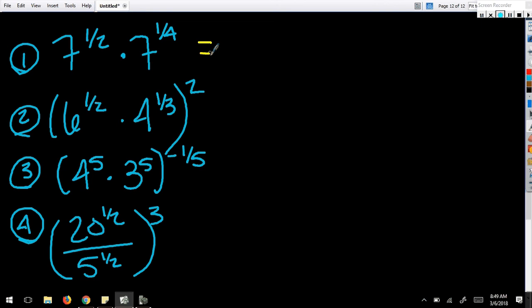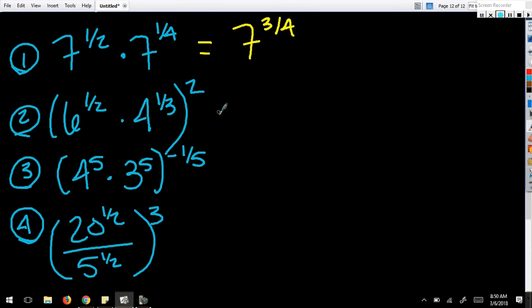What is the same? The base, 7. If the bases are the same and I'm multiplying, what do I do? Add the exponents. What is 1/2 plus 1/4? 3/4. Make sure you do not combine those bases. That does not become 49. We leave the base and combine the exponents.